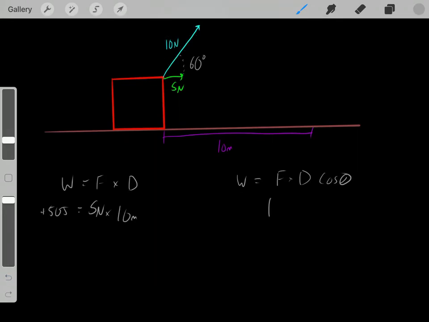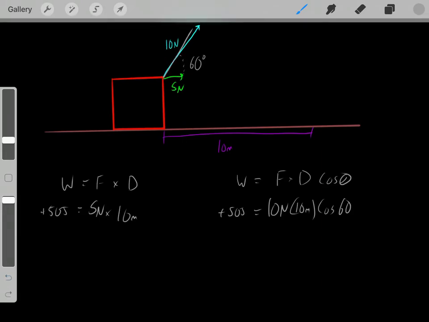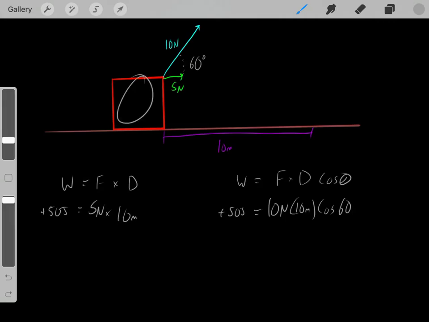So again, you would plug in 10 newtons, the original force, the distance was 10 meters, and then cosine 60. That's the theta, the angle between the direction of motion and the force. If you were to plug this in the calculator, it would give you positive 50 joules of work. So this is a different way you can find the work that was done. But again, the point is if we apply a 10 Newton force in this direction for 10 meters, we're doing positive 50 joules of work on this object.